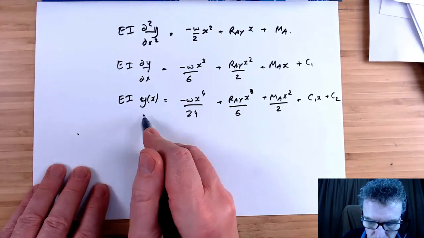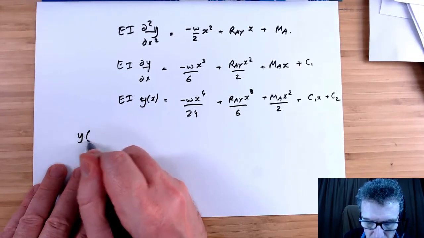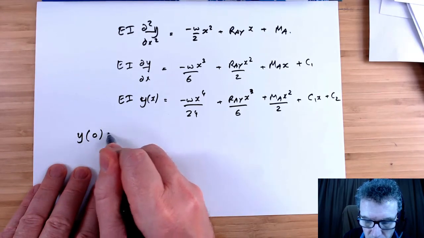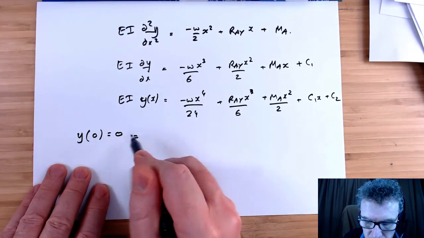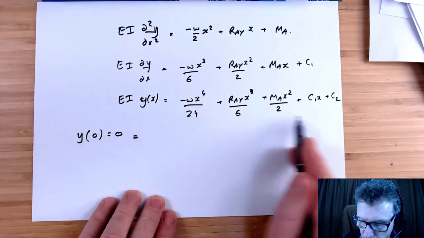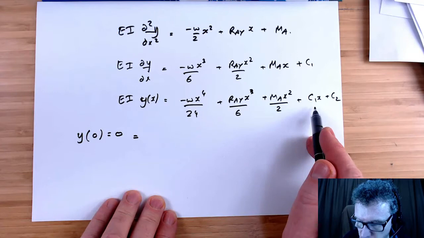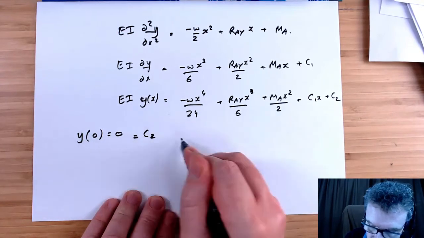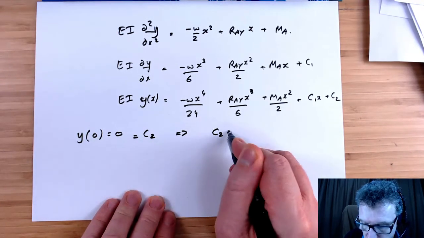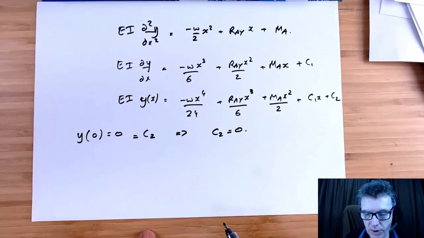So x equals 0, y equals 0 equals this. So that goes, that goes, that goes, that goes. C2 equals 0. Easy.